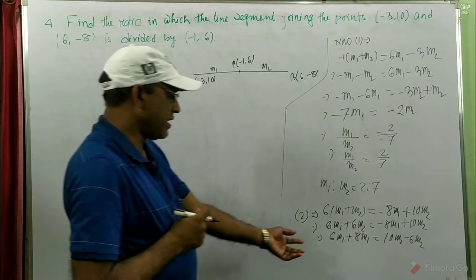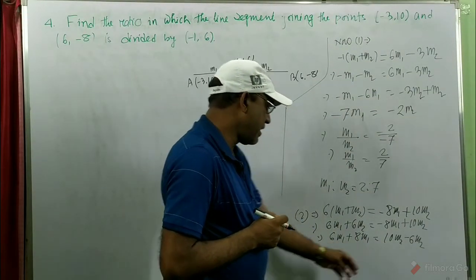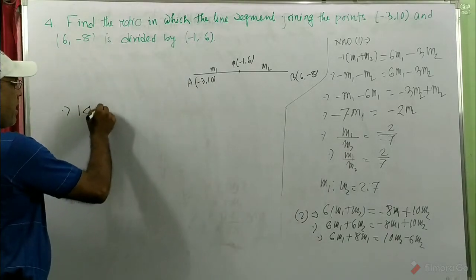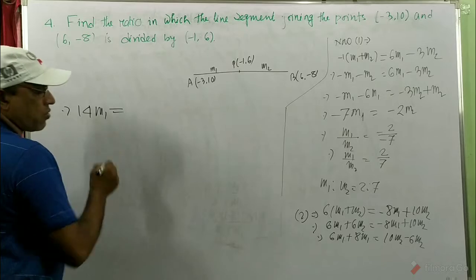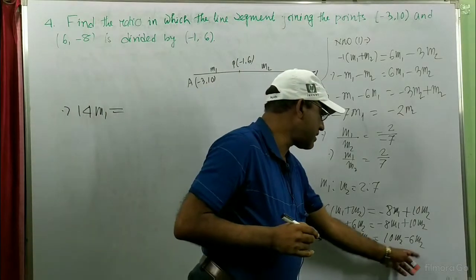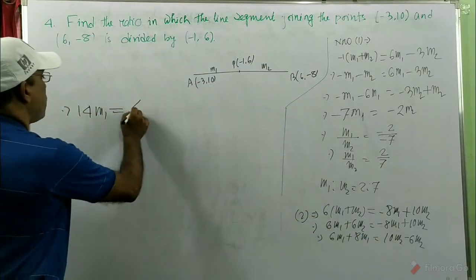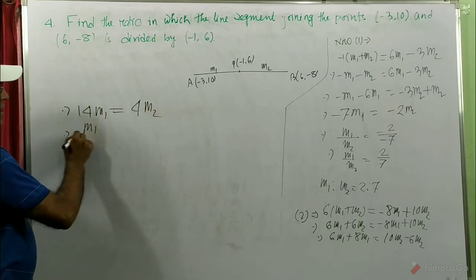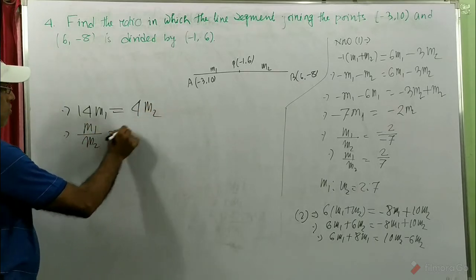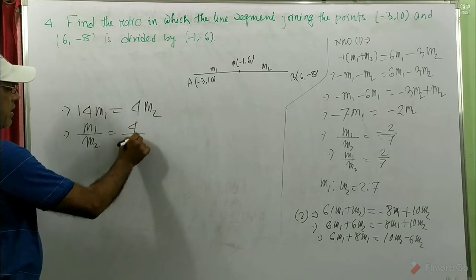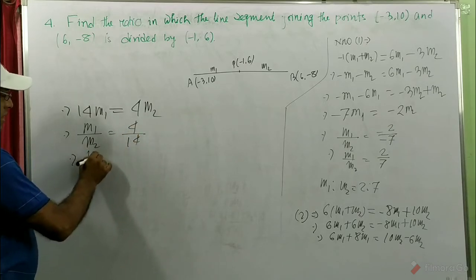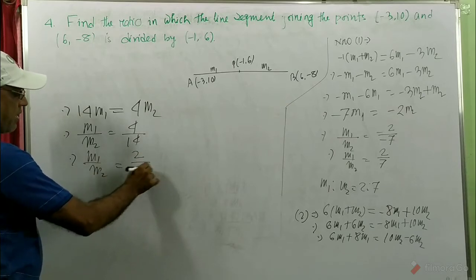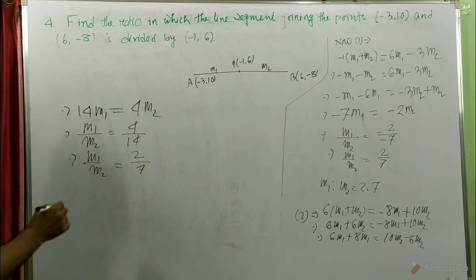We get this one, 6 and 8, 14. We get 14 m1 equal to 10 minus 6 is 4 m2. So m1 by m2 equal to 4 by 14. So m1 by m2 equal to 2 by 7. If we cancel, then we get 2 by 7.